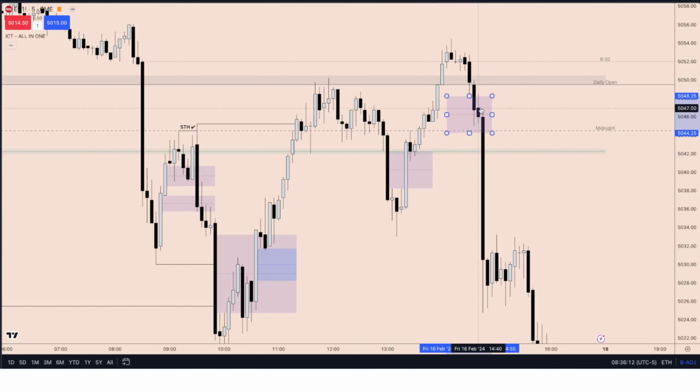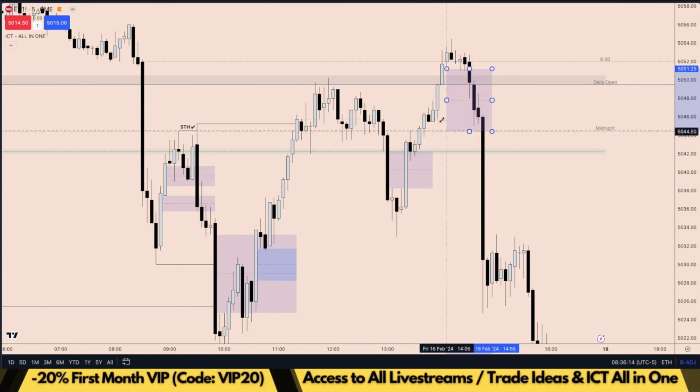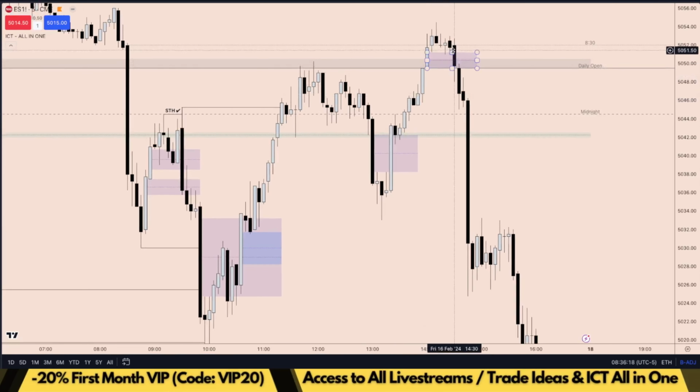We leave behind bullish inefficiencies. This gets better by the minute. Alright, we close below our first bullish fair value gap right here. We never come back to retest it.